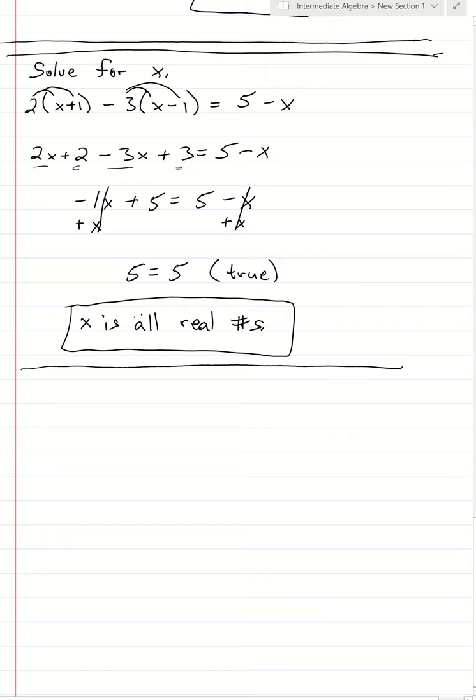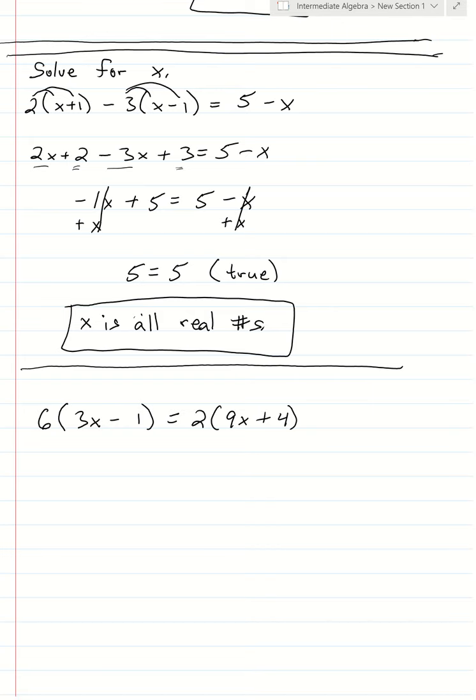Let's take a look at a second special case, okay, and see what kind of answer we're going to get. For example, 6 times 3x minus 1 is equal to 2 times 9x plus 4. Let's solve for x, and let's see what's going to happen here. For starters, once again, we're going to perform step 1, in that I will distribute my 6 on the left, and on the right, I will distribute my 2.